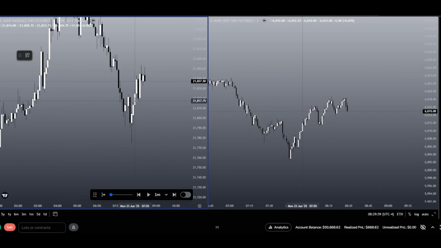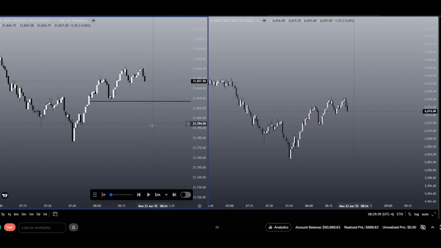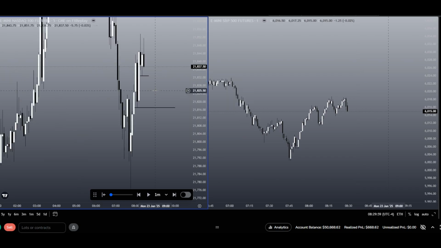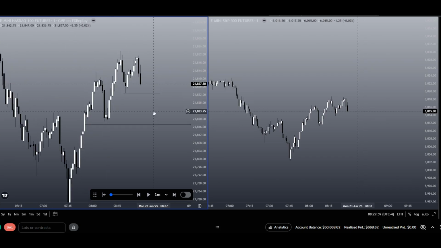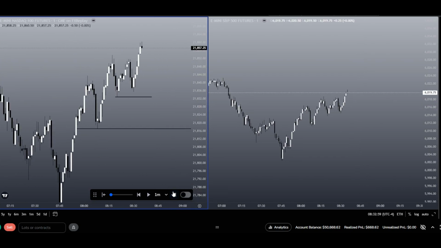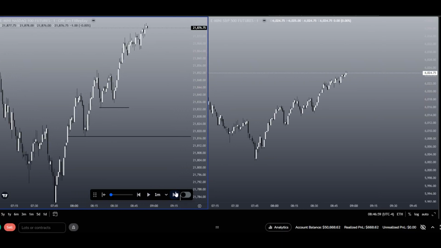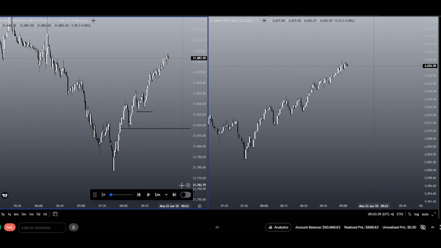Dream scenario would be come down, sweep out this low, then get a long. I actually wouldn't mind one from here though. Let's get a robe. Like from here would be decent. Or we just leave out the lows. If we just gun up, we gun up.